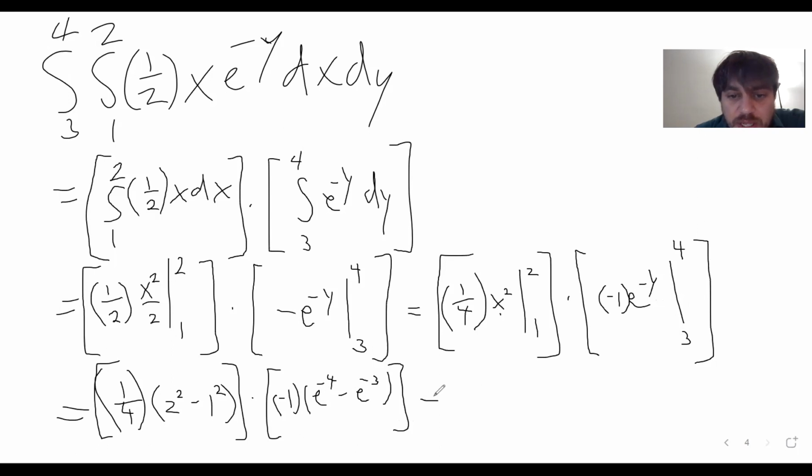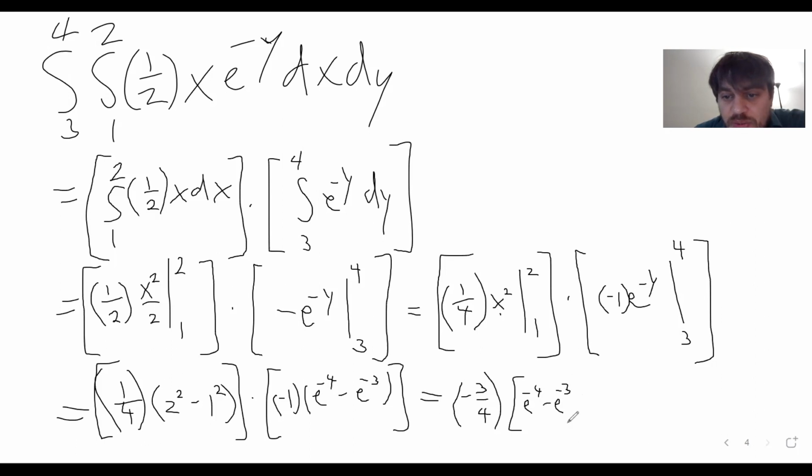Okay, and so when you calculate this, 2 squared minus 1 squared is 4 minus 1, which is 3. So that's 3/4, and there's a negative sign here, so this is negative 3/4. You might think there's a problem with that negative sign, but you shouldn't, because you want this to be positive, and it is. So you have negative 3/4 times e to negative 4 minus e to negative 3.